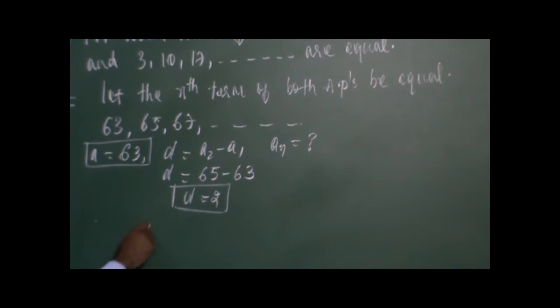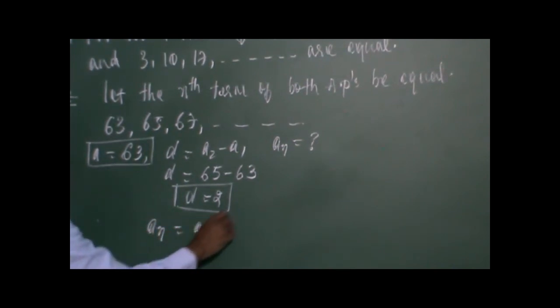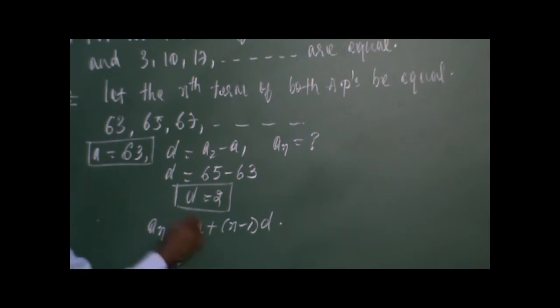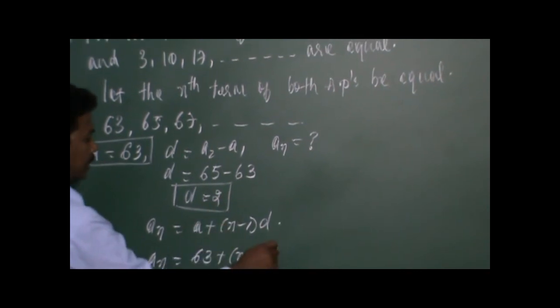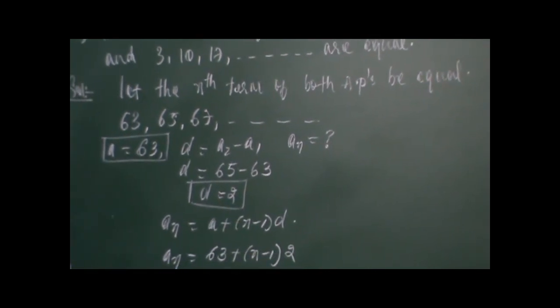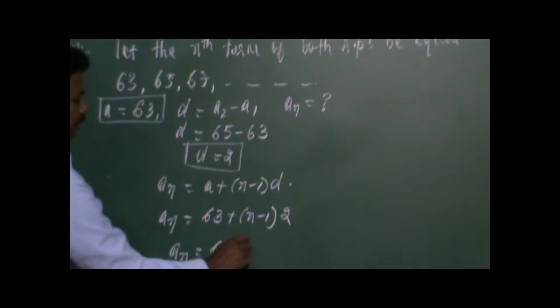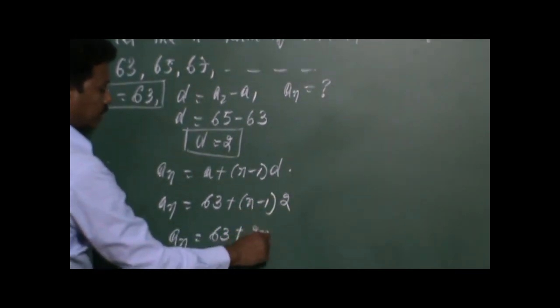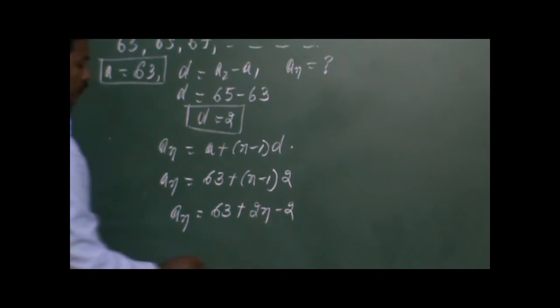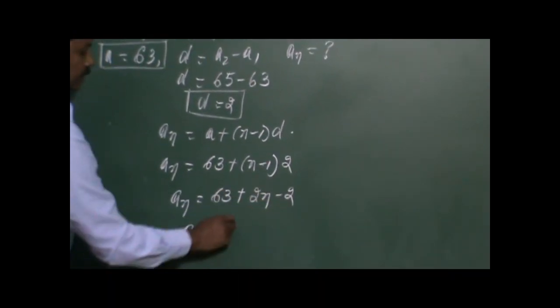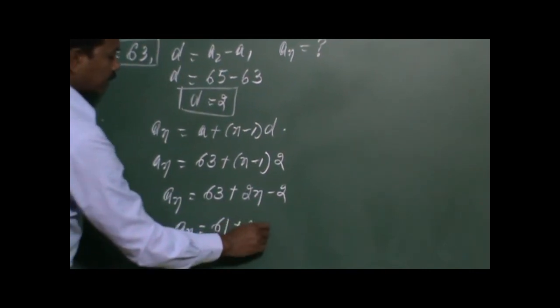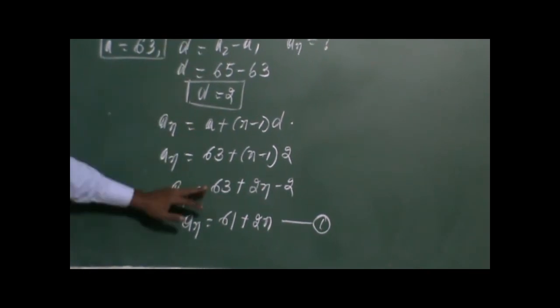So the nth term formula for this is An is equal to A plus n minus 1 into D. So the nth term is A stands for 63 plus n minus 1 into D is 2. So the nth term is equal to 63 plus 2 into n is 2n, 2 into minus 1 is minus 2. So the nth term is equal to 63 minus 2 is 61 plus 2n. Take it as equation 1. So the nth term of the first AP is ready with you.